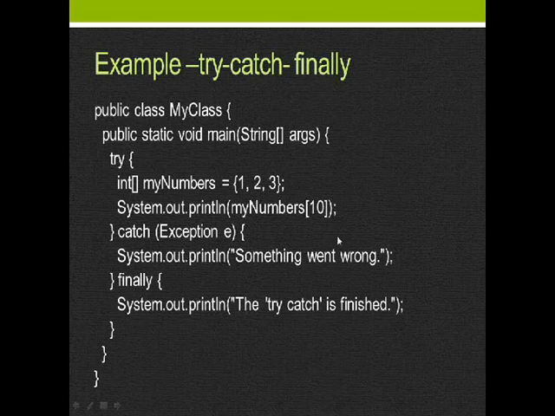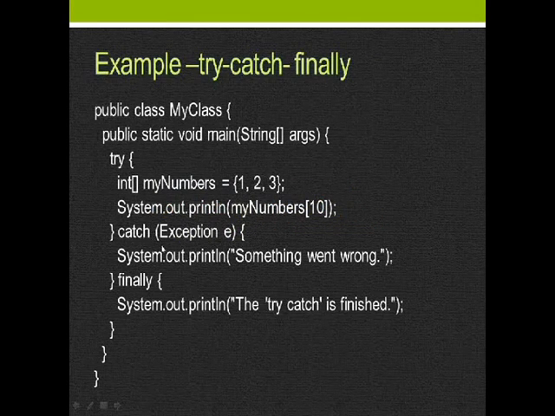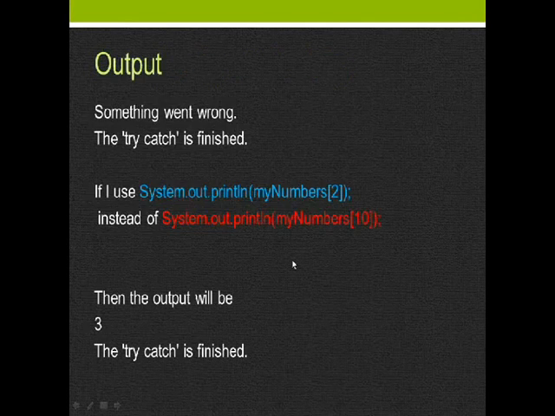Now what we expect from it? We have defined the array with only 3 elements, but we call index 10, that is the 11th element we are calling. So an array out of bounds error will occur. The output will be something went wrong, that is, in the catch block the error occurs, the catch has got the exception, so System.out.println prints something went wrong. Now the try catch is finished.